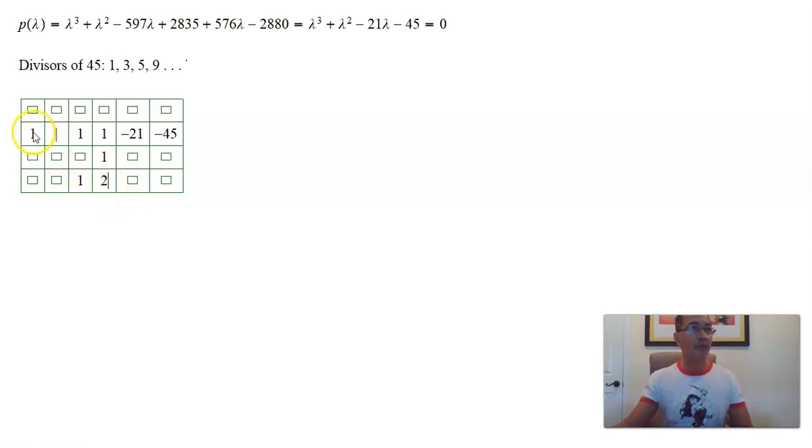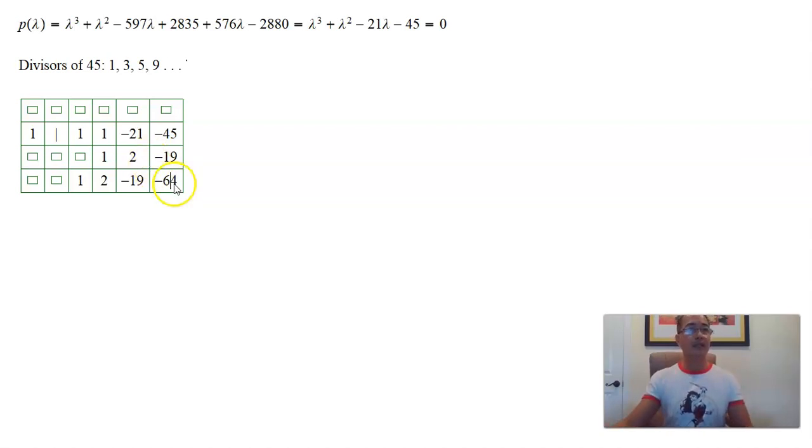And then what do you do? 2 times 1 is 2. We're going to get that over here. And add them together, you'll get negative 19. Negative 19 times 1 is negative 19. Unfortunately, that's not going to be 0. So we're going to get 14, negative 64.